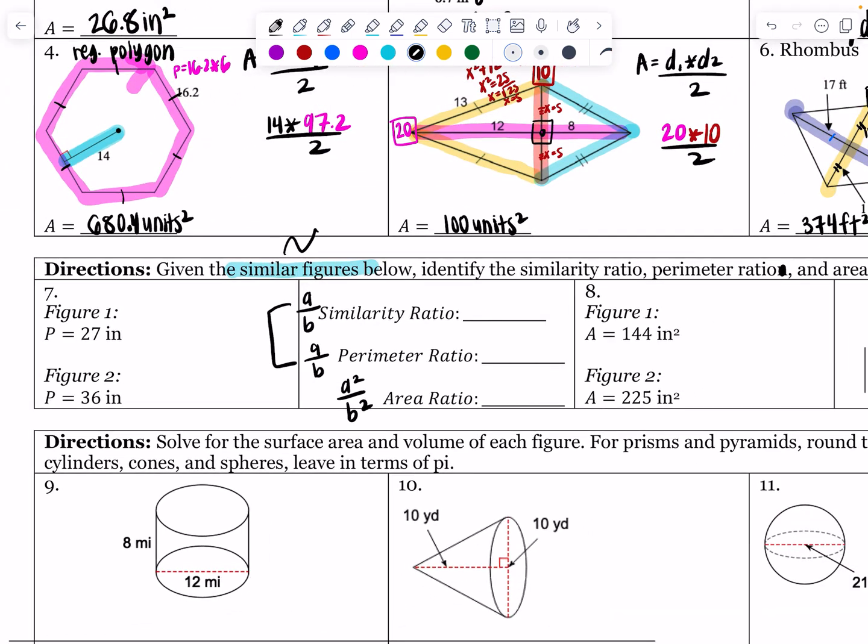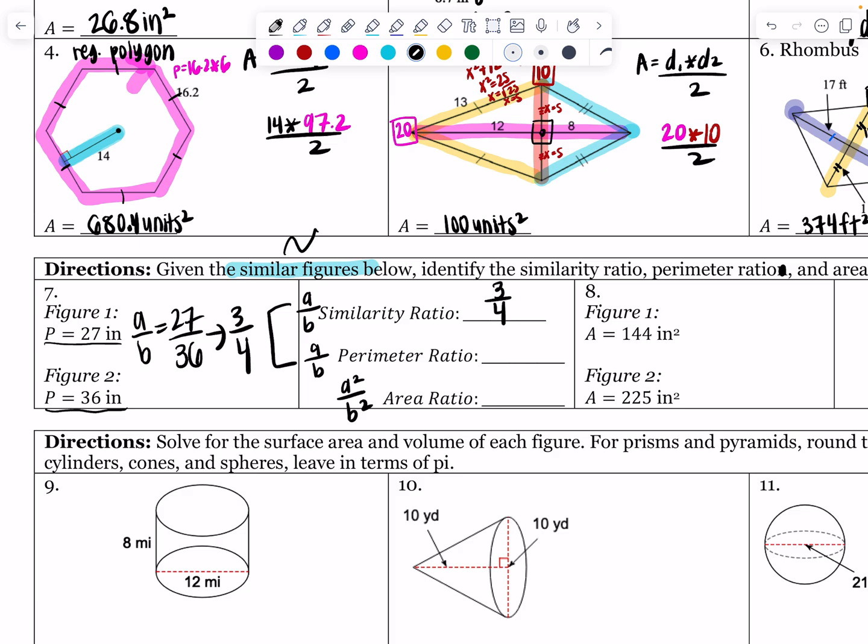So how do you find your similarity ratio? Well, if the first one has a perimeter of 27 and the second one has a perimeter of 36, then A over B is going to be equal to 27 over 36. Let's reduce that fraction. Use your calculator. That is 3/4. So my similarity ratio is 3/4.